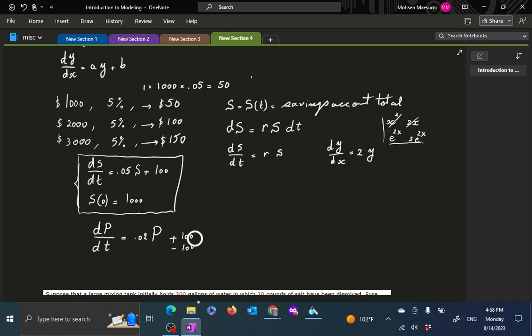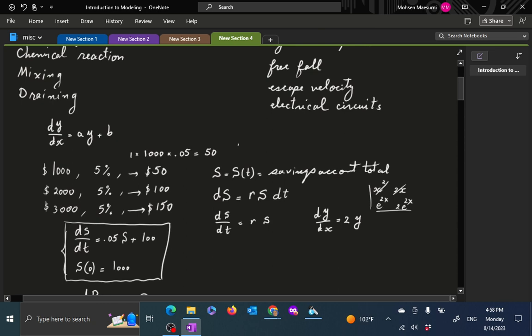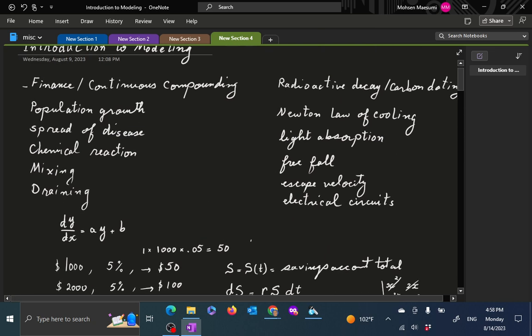So whatever this number is, again, for the sake of simplicity, we keep it a constant so that our equations wouldn't become too complicated for us to solve. Of course, in real life scenarios, these numbers also change with time and make the problem a lot harder. So continuous compounding is very easy to justify how it connects to a differential equation. Population growth, same way. Spread of disease.